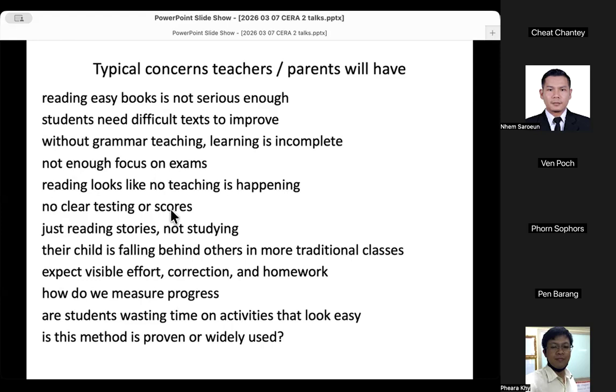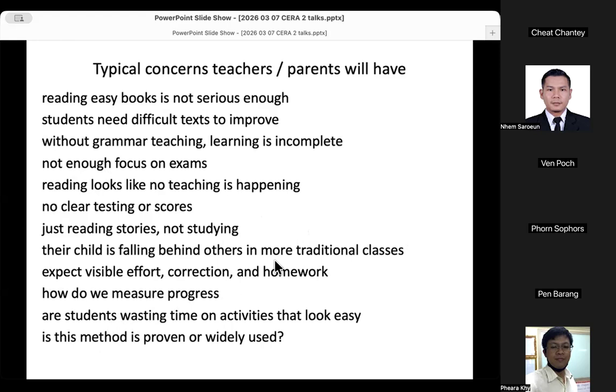And if the parent comes to the class and they see the students reading, they think, oh, the teacher's being lazy and just letting the students read. Or they may say, oh, we need to see test scores. They're just reading stories, it's not studying. Or they say, my child is falling behind. The other class is doing grammar and they're doing well on the tests, right? So they're expecting homework, expecting progress. Many teachers, many other people would think my students are wasting time, right?